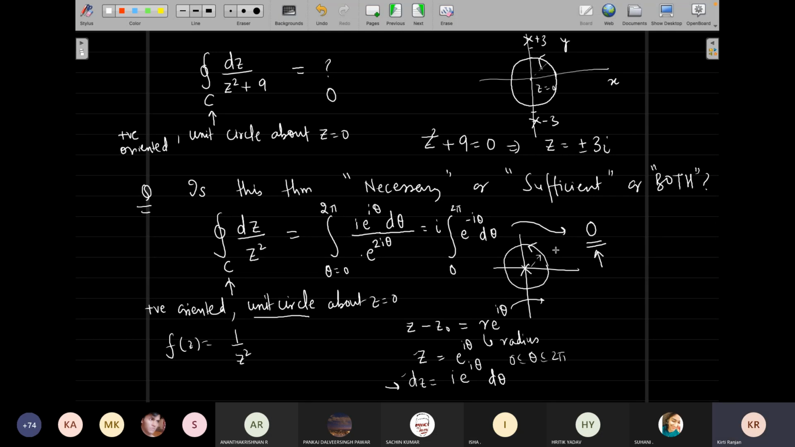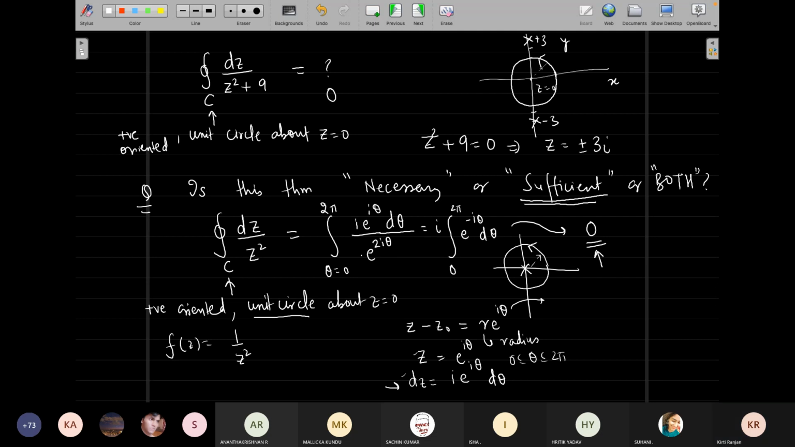That we can have certain integrals in which, even though the function is not analytic inside and on the simple closed contour, your result can still be 0 for the simple closed contours. So is the condition in itself necessary or sufficient or both? Necessary? If the condition is necessary, then it has to be there. So it is necessary and sufficient? Sufficient.